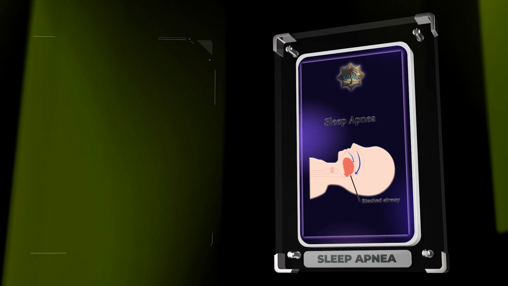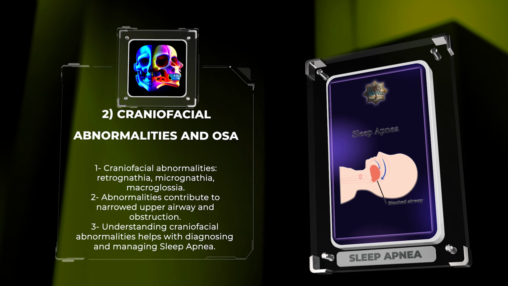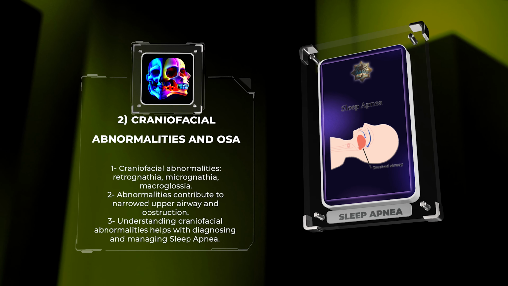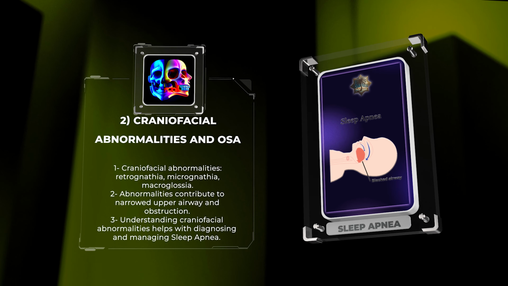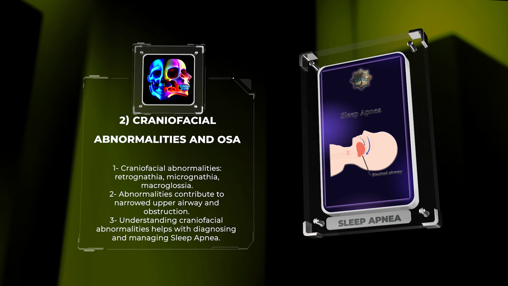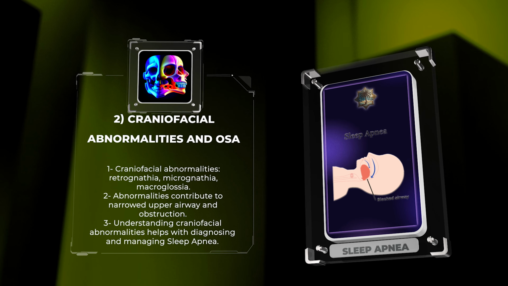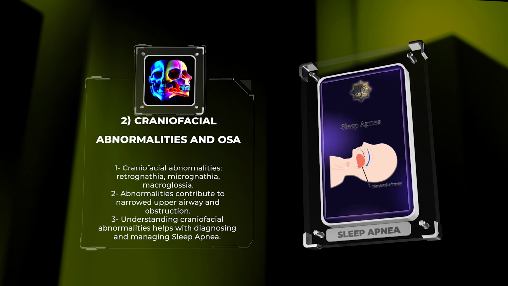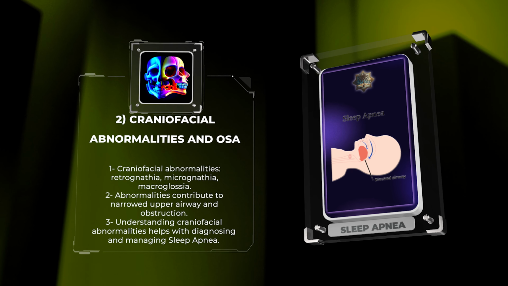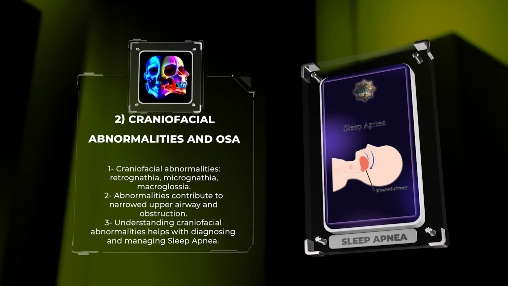Craniofacial abnormalities can contribute to the development of obstructive sleep apnea, OSA, a subtype of sleep apnea characterized by mechanical obstruction of the upper airway. Structural deviations such as retrognathia, receding chin, micrognathia, small jaw, and macroglossia, enlarged tongue, can lead to a narrowed upper airway, making it susceptible to obstruction during sleep. Additionally, abnormalities in the size and shape of the nasal passages, tonsils, and adenoids can further exacerbate airflow limitation. A thorough understanding of these craniofacial abnormalities assists in both diagnosing and managing sleep apnea effectively.